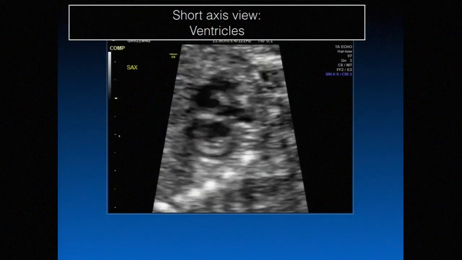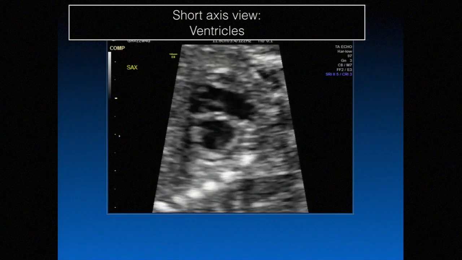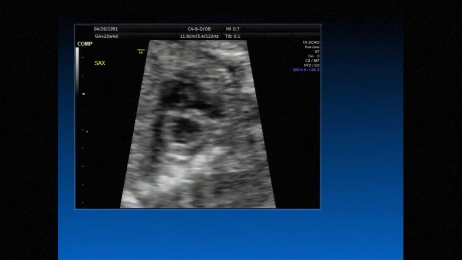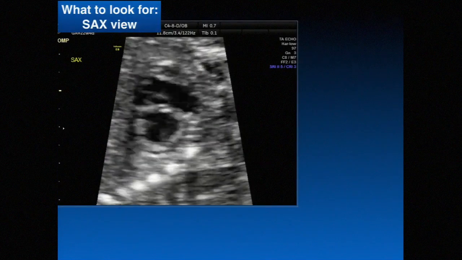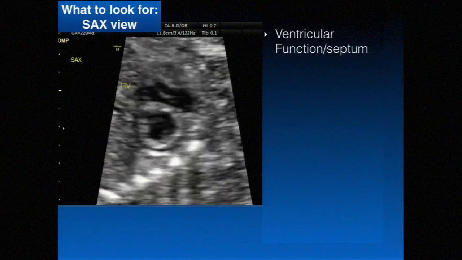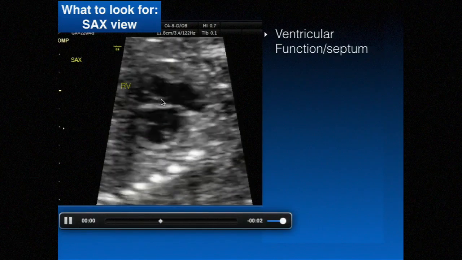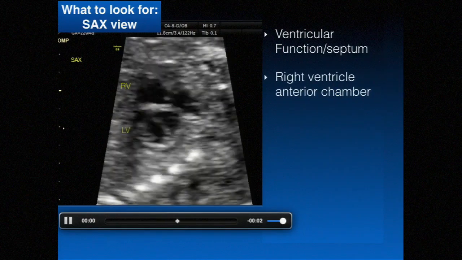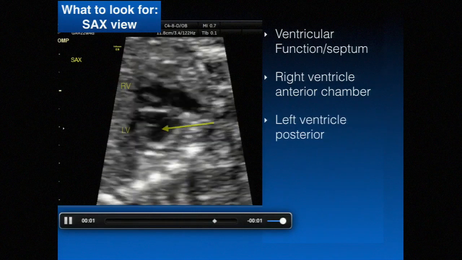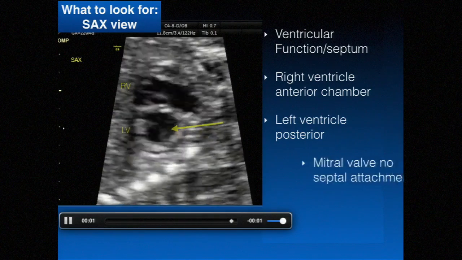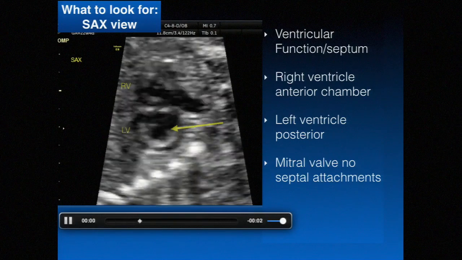So moving into our short axis view, so just turning 90 degrees on the septum. Again, I'm looking in 2D first. So I'm looking at the size of the ventricles, I'm also looking at the function, and I'm also paying attention to the valves as well. So we can see the mitral valve in cross-section as well as the tricuspid valve. Your right ventricle is your more anterior chamber, left ventricle more posterior, and again that mitral valve doesn't have any septal attachments, which can be appreciated well in this view.